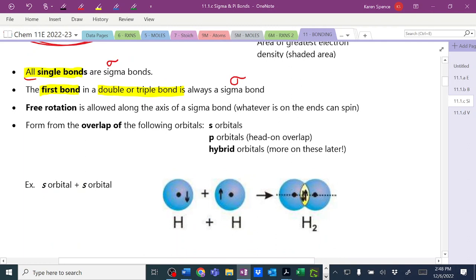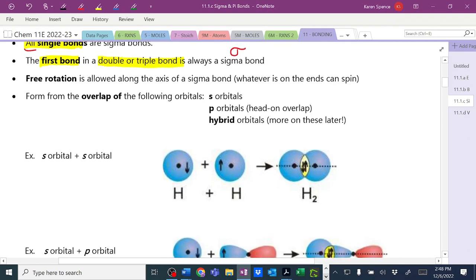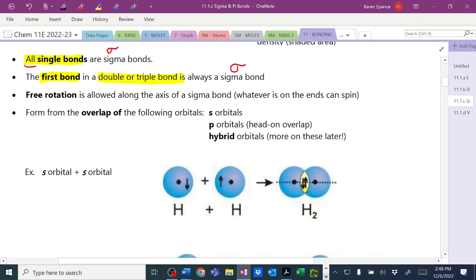Now remember I said it was with s orbitals, so yes, you can have an s orbital overlapping with another s orbital, and that will give you a sigma bond. Here we have it occurring with hydrogen. There's an s orbital and an s orbital, and now we have a sigma bond.